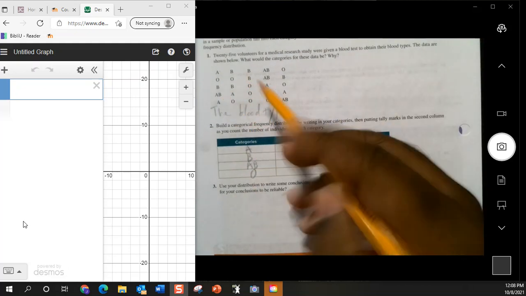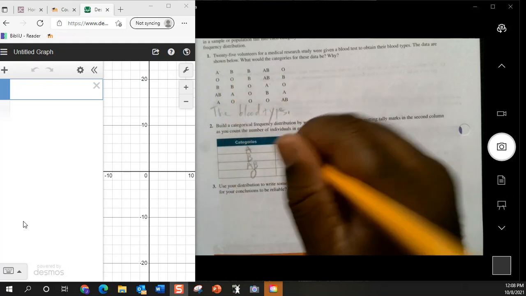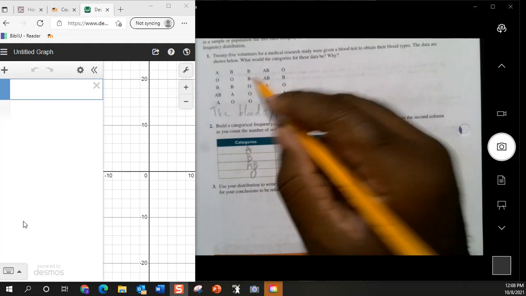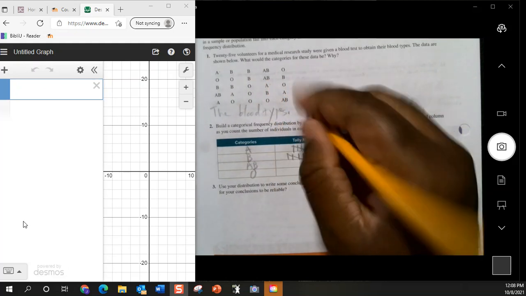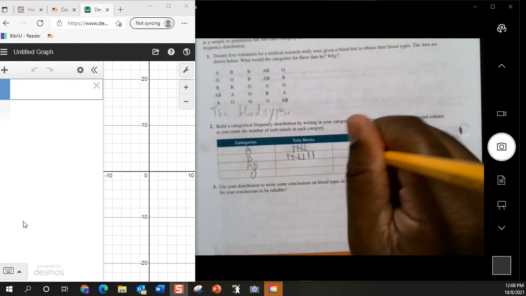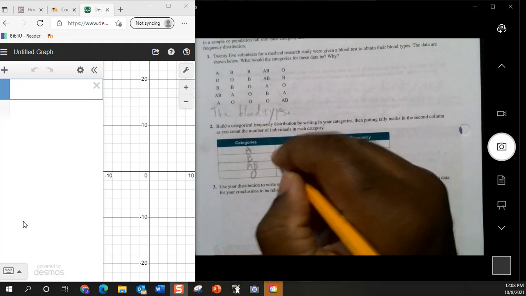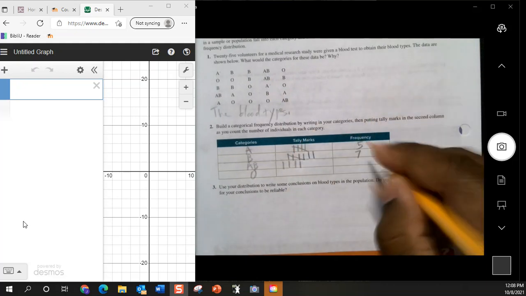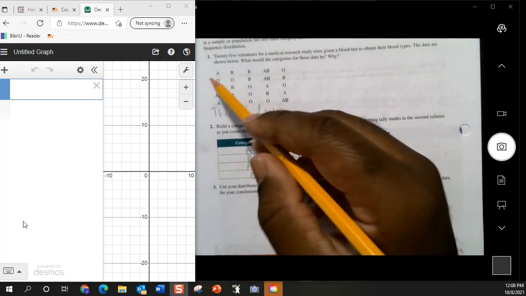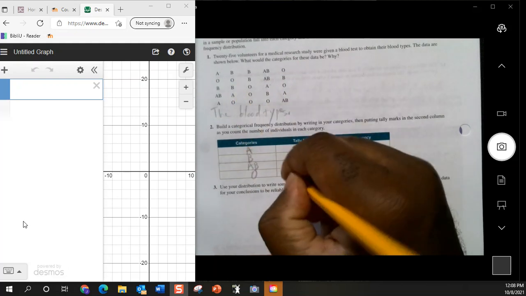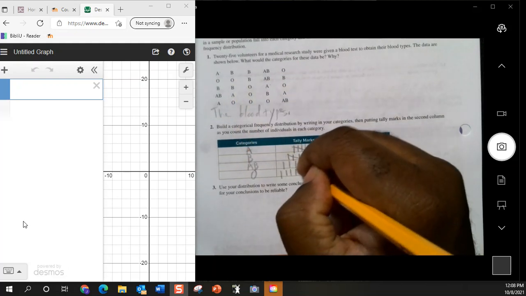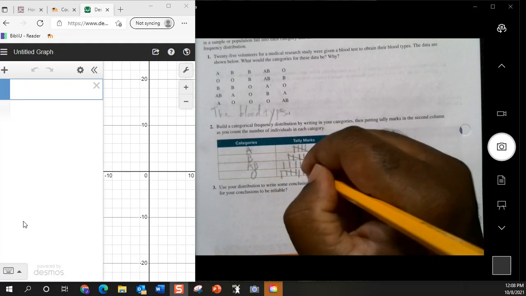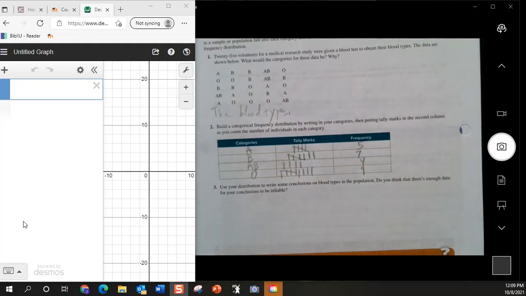And then B, well, I guess I should do it since I see 1 there, another one, 2 more, then another one, and another one. So I have a total of 7. AB, we have 1 here, 2, 3, so it'd be 4. Then finally O, we have 1, 2, 3, 4, 5, and then 6, 7, 8, 9. So we have 9.